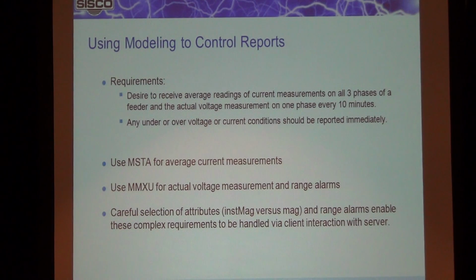And so what this means is we're going to use the statistical metering function for average current measurements. We'll use the MMXU for the actual voltage measurement and the range alarms. Now when we put this in a report, we're going to use those instantaneous magnitudes, not the magnitudes. That way there's no deadband applied and they will not trigger a data change. So the only thing that will trigger a data change is the range alarms. This is a very nice way to illustrate the power of 61850, which gives the client the ability to control how the device responds to reporting.